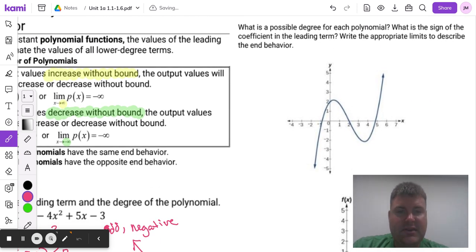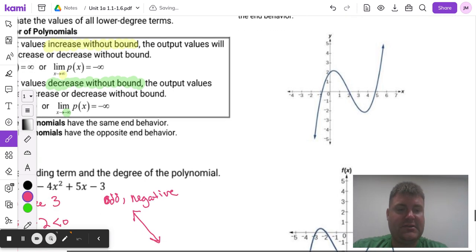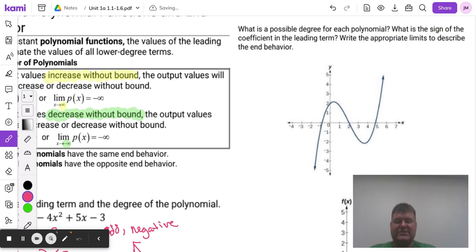Next examples: it says to write the possible degree for each polynomial. I'll get to why that says possible in a second. What is the sign of the leading coefficient? Do that as well, and then write the appropriate limits to describe the end behaviors. Why does it say possible degree? If we're given just the graph, we can't find the actual degree. For this first example, we have a couple of roots, at -1, 2, and almost 5, like maybe 4.7.